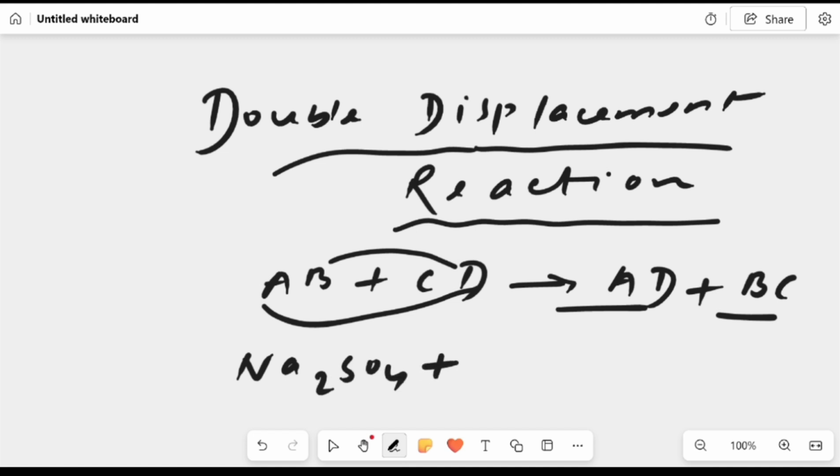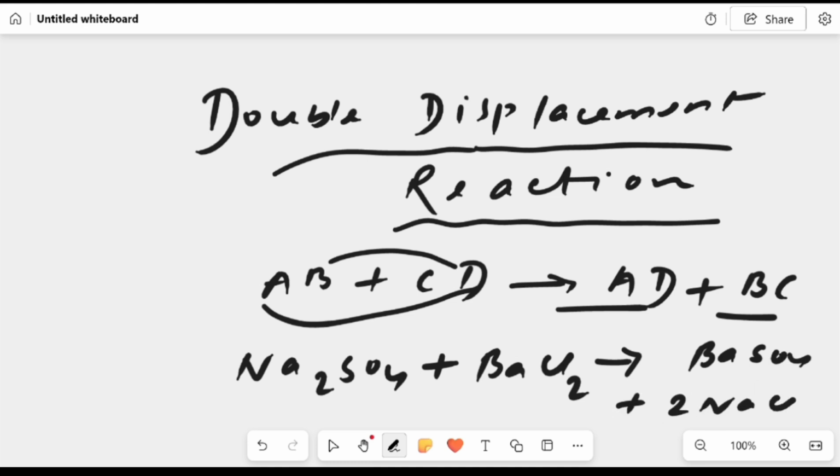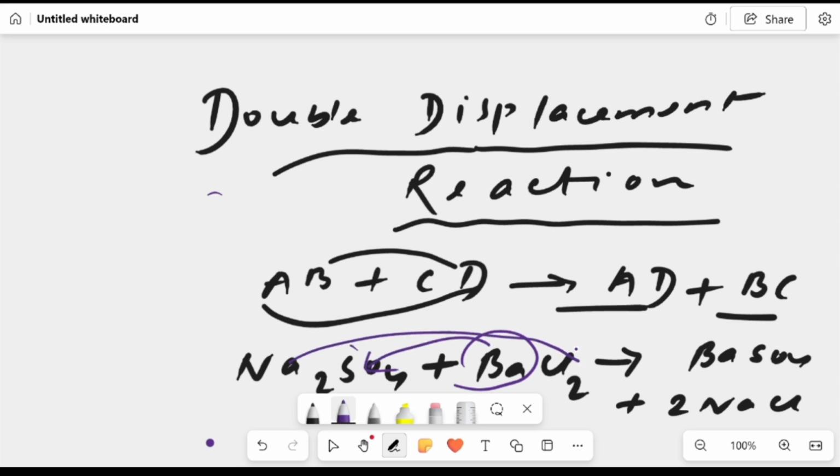Let's take the example of Na2SO4 plus barium chloride, BaCl2. We get BaSO4 plus 2NaCl. So what happens here? Ba combines with SO4 and Na combines with Cl. Now let us move forward.